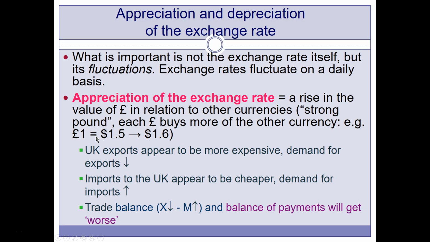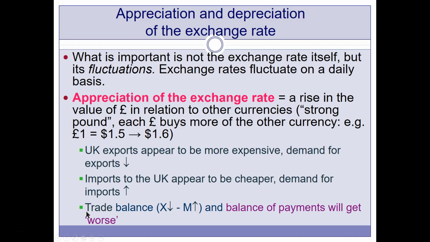For example, previously the value of the pound was equal to $1.50, and then the pound appreciated, and now it can purchase $1.60 per each pound. So appreciation of the exchange rate means an increase in the value of a particular currency. It will have an important effect on the balance of payments. Strangely enough, a strong currency is bad for the balance of payments, and it's actually bad for aggregate demand.